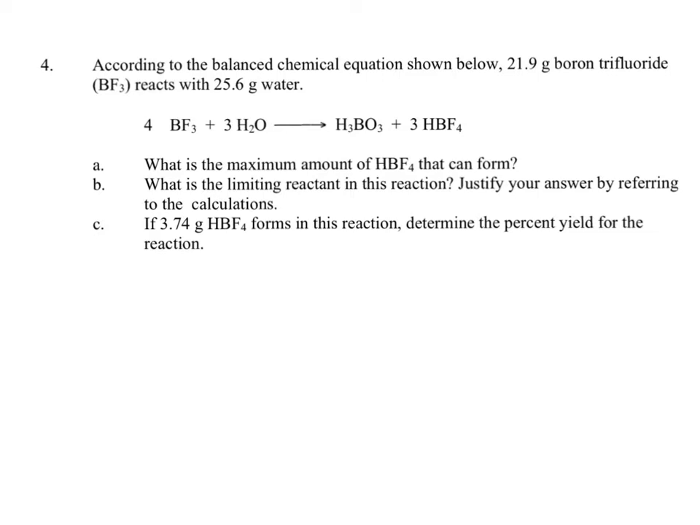So let's consider the following problem. According to the balanced chemical equation below, 21,9 grams of boron fluoride, BF3, reacts with 25.6 grams of water, and it produces these two products, H3BO3 and HBF4.